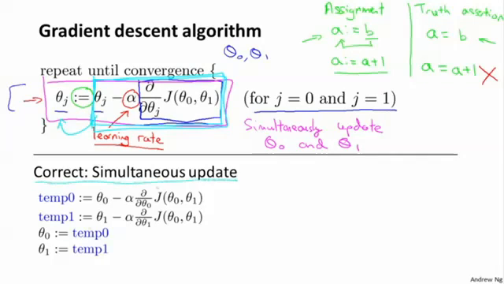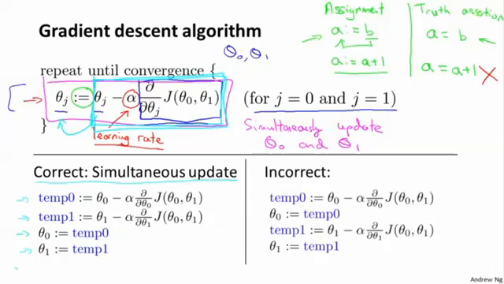This is a correct implementation of gradient descent, meaning a simultaneous update. So I'm going to set temp 0 equals that, set temp 1 equals that, so basically compute the right-hand sides. And then having computed the right-hand sides and stored them in two variables, temp 0 and temp 1, I'm going to update theta 0 and theta 1 simultaneously. So that's the correct implementation.